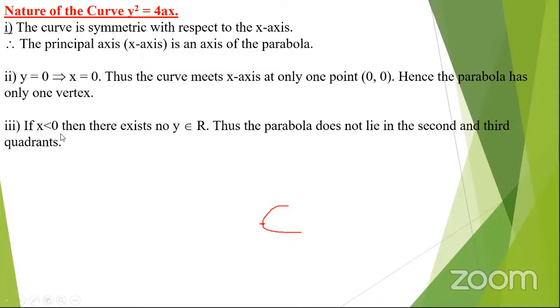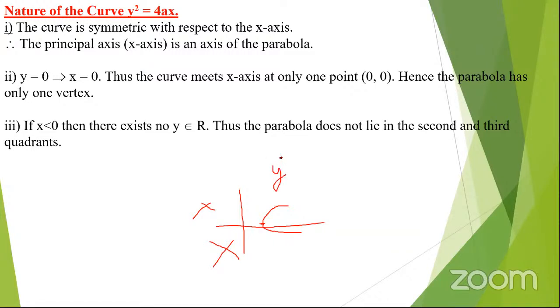If x is less than 0, then there exists no y belonging to R. Thus, the parabola does not lie in the second and third quadrants. It lies only in the first and fourth quadrants. The parabola was lying only in the first and fourth quadrants. The parabola does not exist in the second and third.